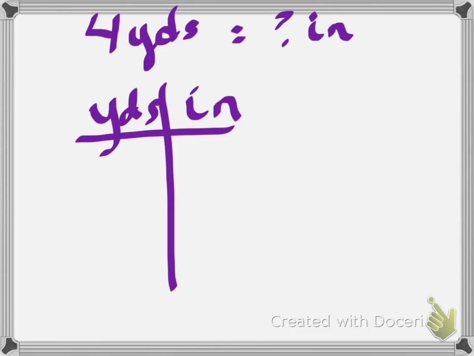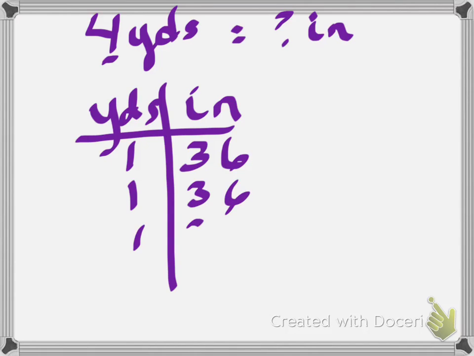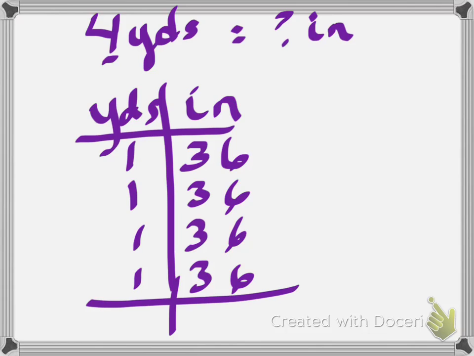You will need to know that 1 yard is really 3 feet, and 3 feet is 12 plus 12 plus 12, which is 36 inches. So 1 yard actually equals 36 inches. Now I need to do 4 yards. So there's another one, 36. There's another yard, 36. And another yard, 36. And then we just add it up.